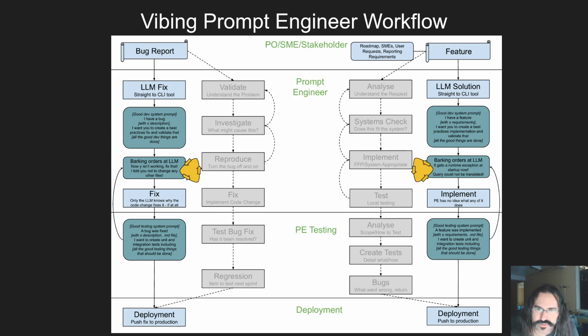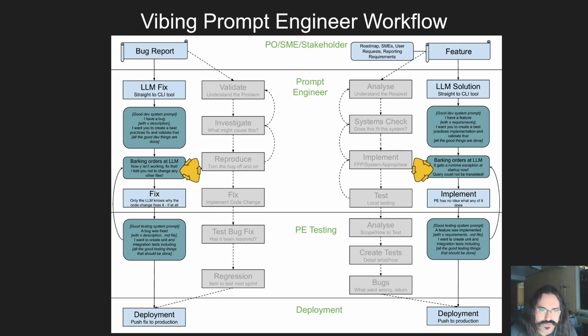After that, they go into a cycle of barking orders at the LLM. Now this isn't working. I told you not to change any other files. Finally, they get into a place where they like it. Once it's fixed, at this point, only the LLM really knows why the code change fixes it, if they did it at all. Compared to the previous workflow, if I've got a pull request in, I will know what every single line of code does. And if something's flagged during review, I can say, that's exactly why we have that line. That's what it does. If there's something wrong with it, I'll pretty much immediately know, oh, that's my mistake. I'll go off and fix it.